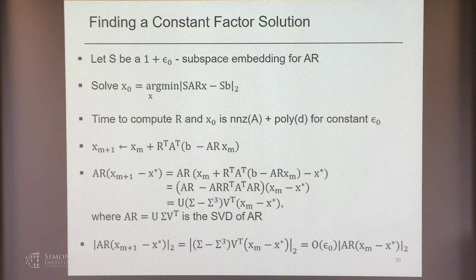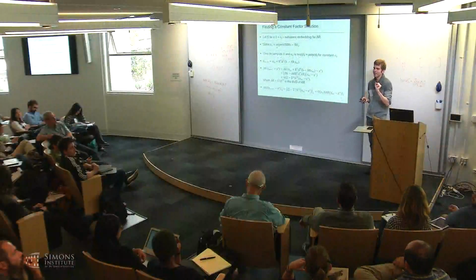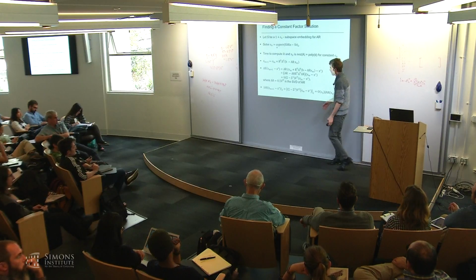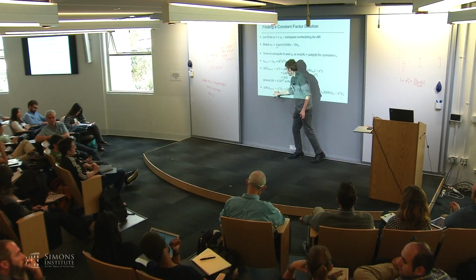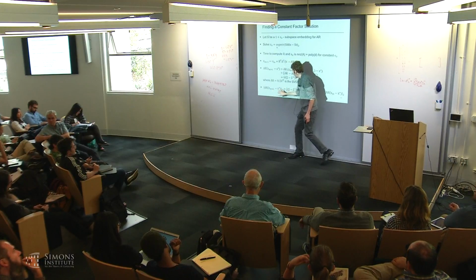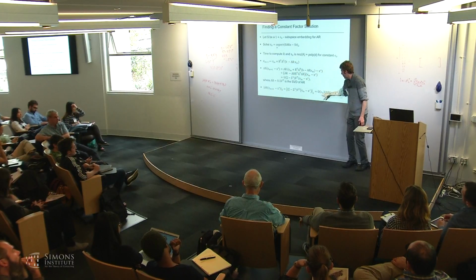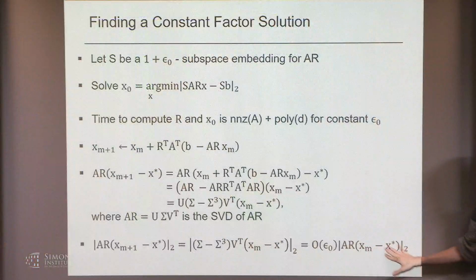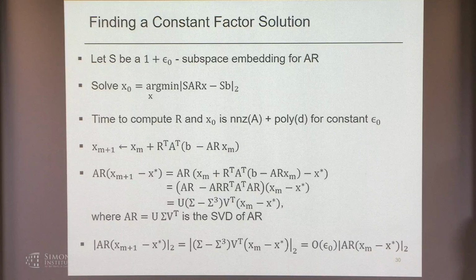Question, yeah. But our original problem was to solve Ax minus b minimum. Exactly, so we're not done yet. But what have we shown? We've shown some kind of progress. We've shown that the norm of AR xm plus 1 minus x star is at most a small constant, I can make this a half, times the norm of AR xm minus x star, the value in the previous iteration. So it's dropping.